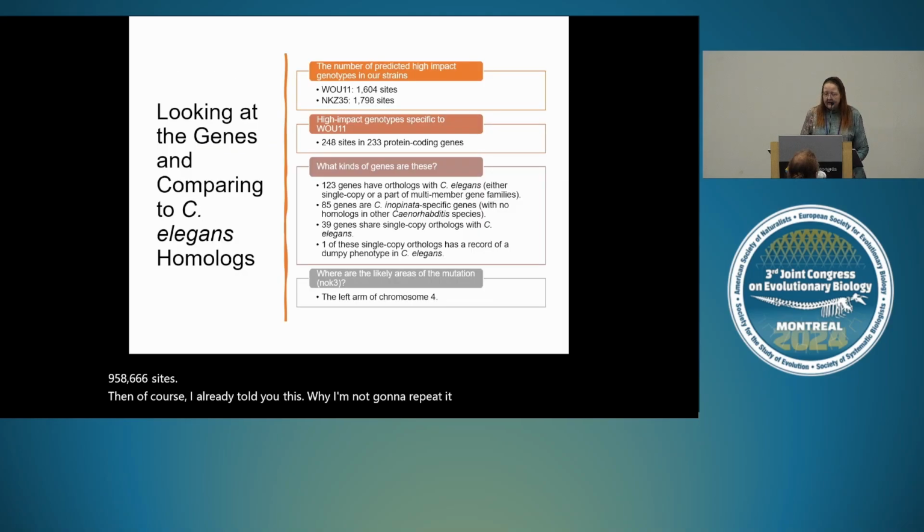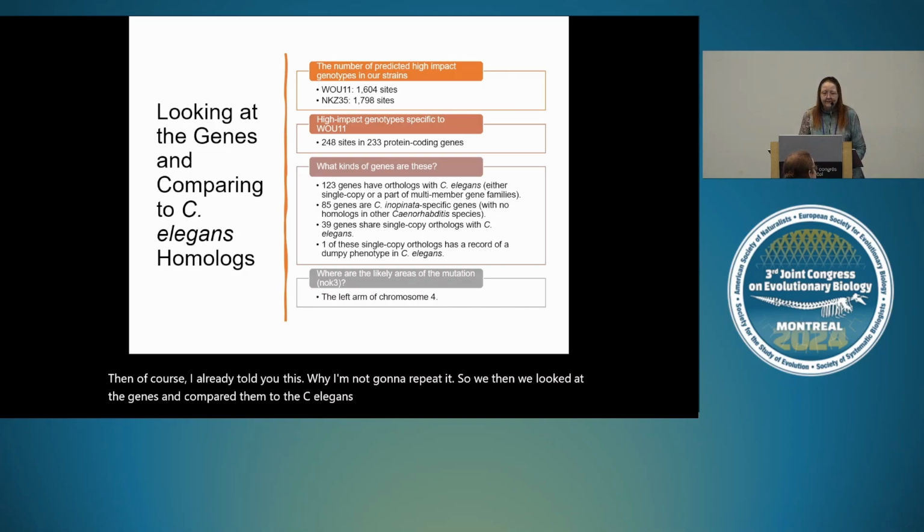So we looked at the genes and compared them to the C. elegans homologs. The number of predicted high impact genotypes in our species: Wu11 had 1,604 sites. The wild type has 1,798 sites. Then the high impact genotype specific to Wu11 only, we had 248 sites in 233 protein coding areas.